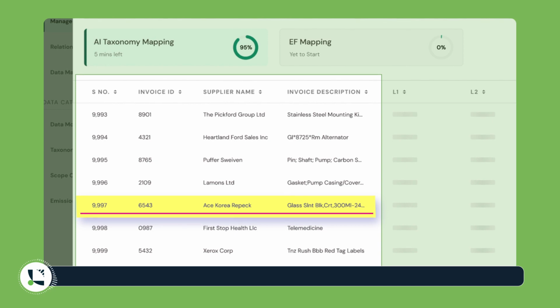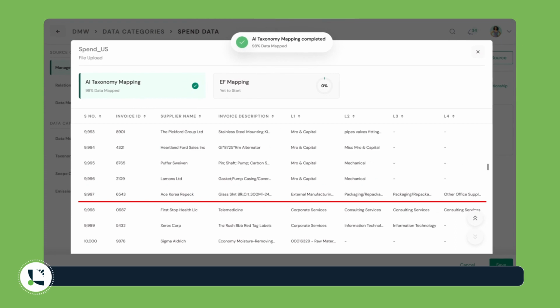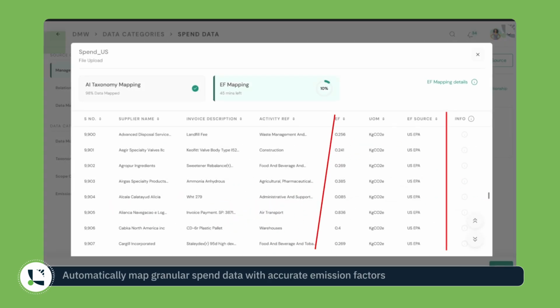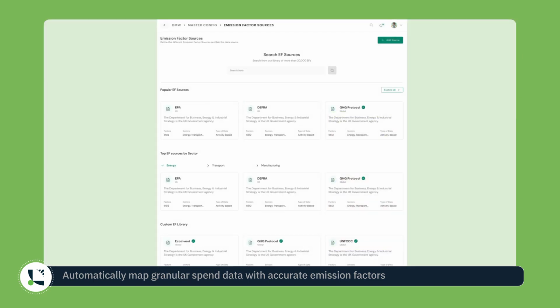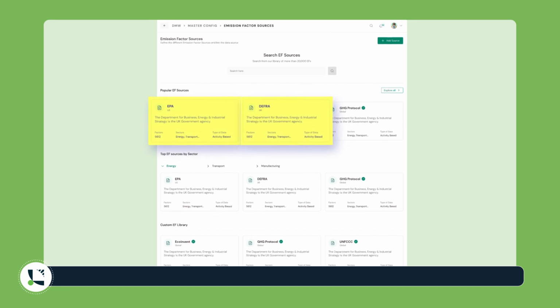With the help of our artificial intelligence patented classifier, we are able to accurately map it with the product taxonomy. It then automatically maps to corresponding emission factors. Lythouse provides a large part of the emission factors out of the box: US CPA, UK, DEFRA, and so on.